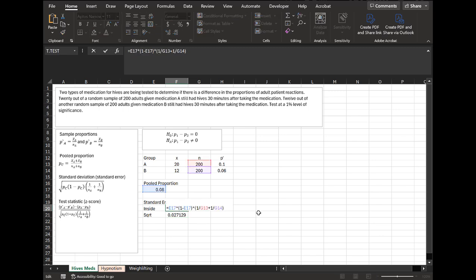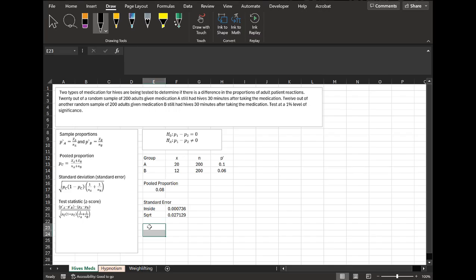And I'll just open this up one more time so you can see what I did. So pooled proportion, 1 minus the pooled proportion, 1 over the first n plus 1 over the second n. So this is what I got. Okay, now let's find our test statistic. I'm going to take the first proportion, P sub A, minus the second proportion. Don't forget your parentheses. And then we just divide all of that by our standard error. So that's going to be my test statistic.